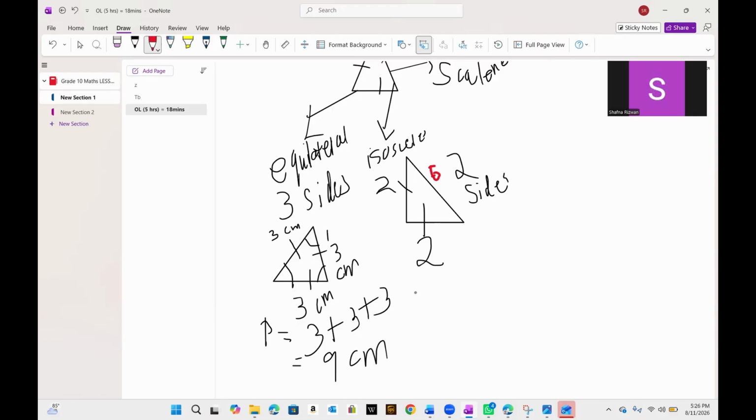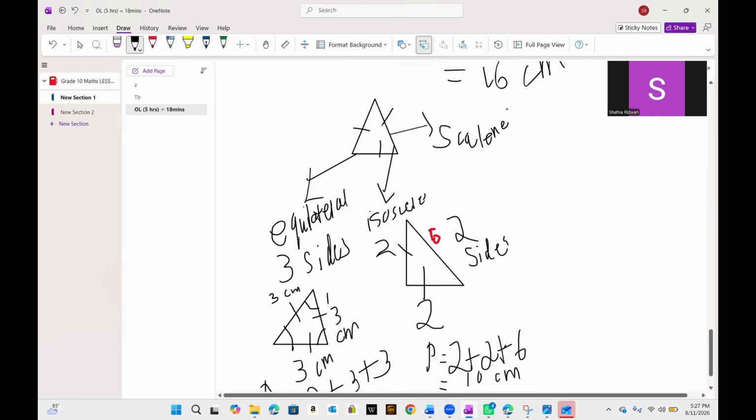Did you understand? When it comes to an isosceles triangle, only two sides are equal while the other side is different. So to get the perimeter, what should you do? You have to take the sum of all three sides. That is, add 2 plus 2 plus 6. It will give you how much? 2 plus 2 is 4. 4 plus 6 is 10 centimeter. Did you all understand? In an isosceles triangle, only two sides are equal while the other side is different.